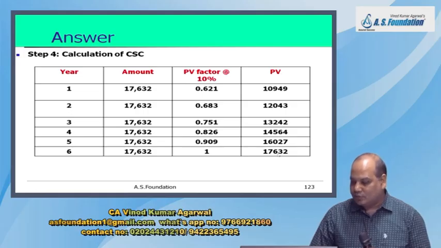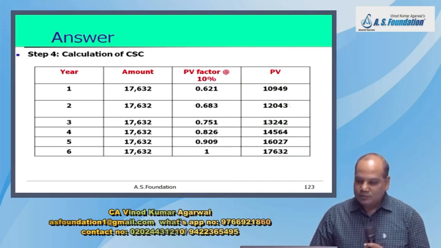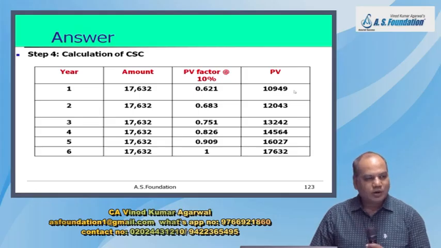Come to the last column. Start in reverse order. First write 17632. Press divide by 1.10 equal to. You will get 16027. Again press equal to, you will get 14564. Again equal to, 13242. Again equal to, 12043. Again equal to, 10949. So this will save a lot of time if you learn the use of the calculator. Start in reverse order, keep dividing by 1.10.